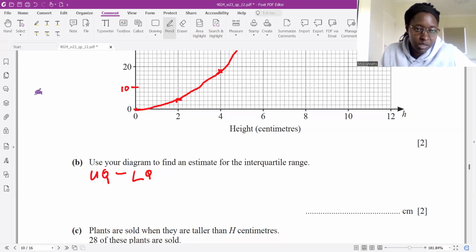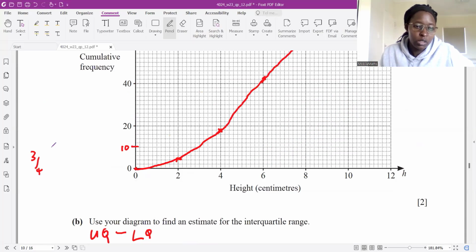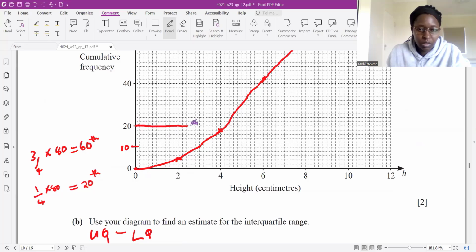So upper quartile is basically 3/4. We have a total of 80 there. So 3/4 times 80, you find this position is going to be the 60th term. Then for the lower quartile, it's 1/4 times 80 again. We are going to get the 20th term. Okay, so these are our quartiles. So 20th term is this one. So you go there, you touch a point.